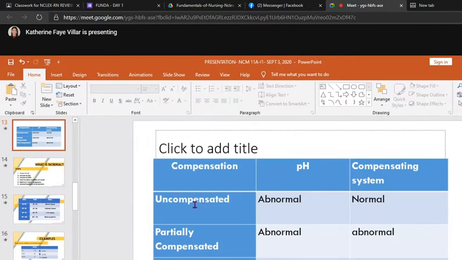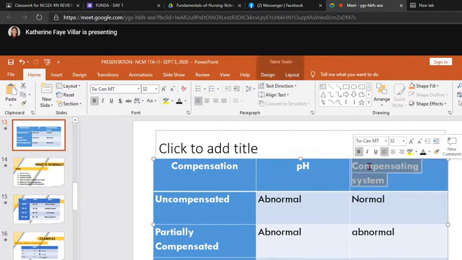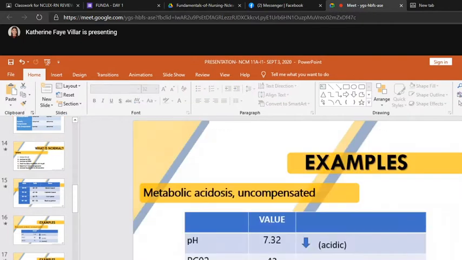Okay? So, itong table din po na ito is standard din po siya. Okay? So, for the uncompensated, abnormal yung pH, tapos normal yung kanyang compensating system. Okay? So, for the partially compensated, abnormal yung pH, tapos abnormal din yung compensating system natin. Yung compensating system po natin, it's either the respiratory or the metabolic. Okay? Yung ating PCO2 or yung ating HCO3. Okay? So, yun po. Next.